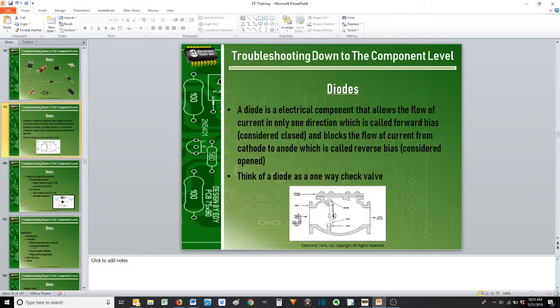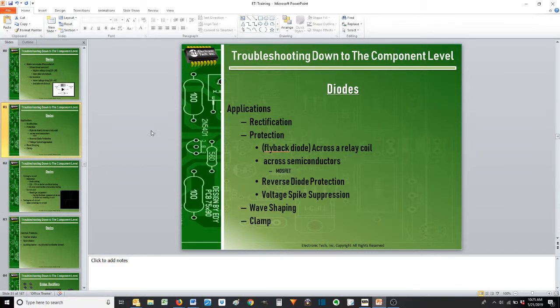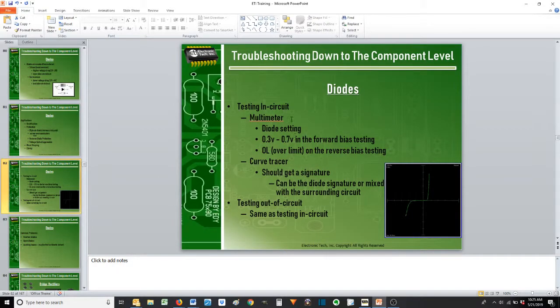Basically, it only allows water or fluid to flow in one direction, and if you build enough pressure, it's going to open this valve right here, and it's going to allow current to flow through. And obviously it doesn't allow any current to flow backwards, and that's kind of how I teach it. You'll see symbols of it. Again, the same thing: applications, how to test it in circuit with a multimeter, how to test it with a curve tracer, testing out of circuit.